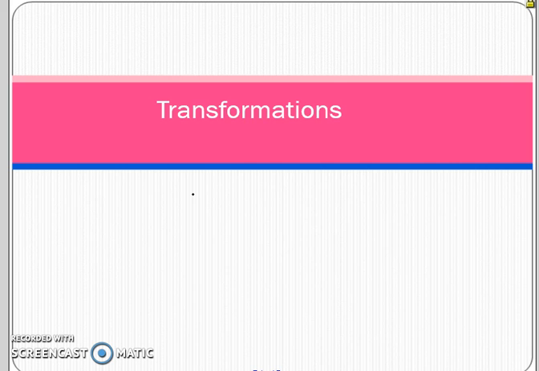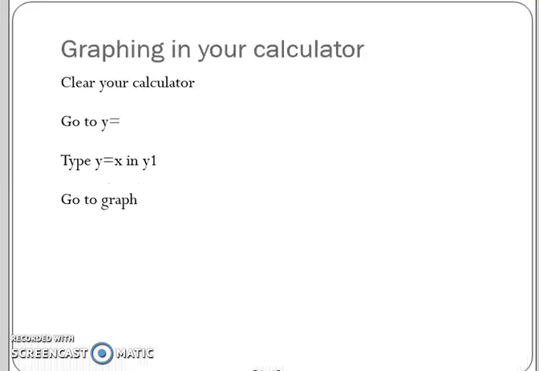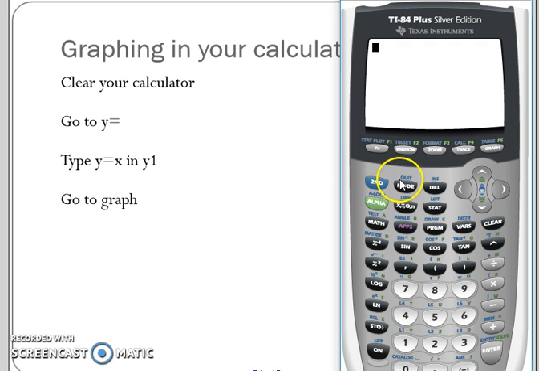Make sure you have a graphing calculator. We're going to graph on the graphing calculator. Please clear your calculator. We're going to press Y equal. We're going to type Y equals X. X is right here. And then we're going to press graph. So this is your Y equals X.